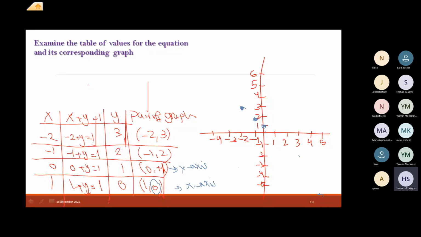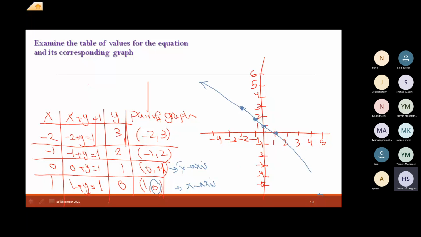If y is 0, it is on the x-axis. If x is 0, it will be on the y-axis. Now then, the second one, 1, 0. What does it mean? I have to go 1 to the right. Then y is 0, so stop here. So here will be the fourth one. Then after you finish, you must connect between these 4 points.